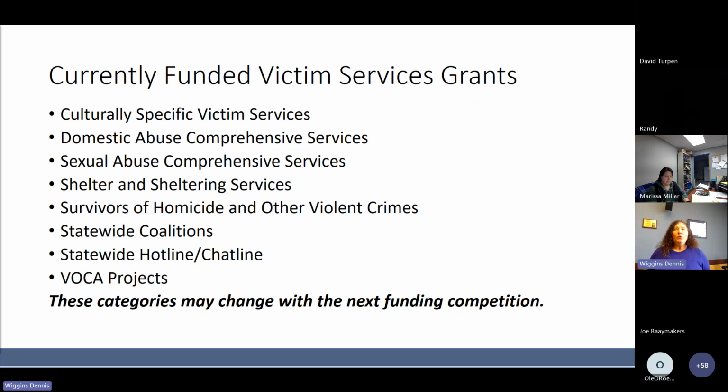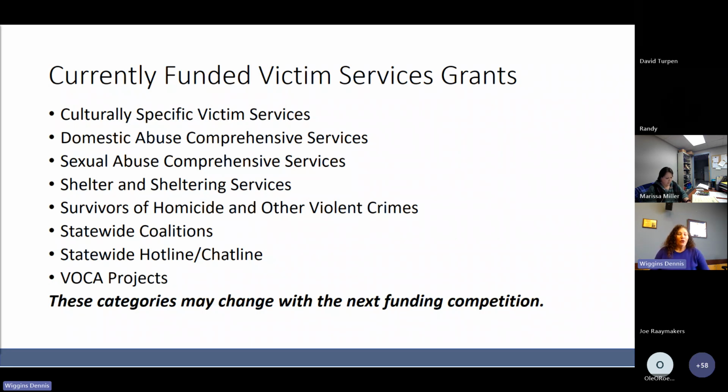And so when we talk about the comprehensive services, these are organizations that we fund that provide the whole gamut of services for domestic violence or sexual assault victims. And then the sheltering grants, if you think about the traditional domestic violence shelter, but also we're expanding it a little bit to say sometimes people don't want to go to a shelter, and during COVID a lot of people did not go to shelters, but they were offered shelter in the form of, a lot of times, hotels, motels, safe houses.